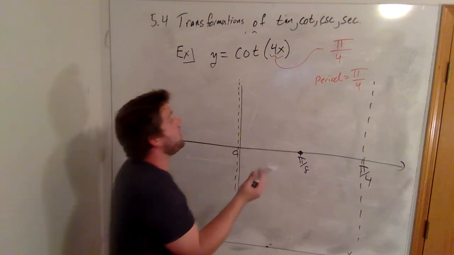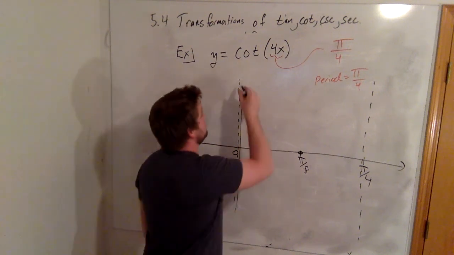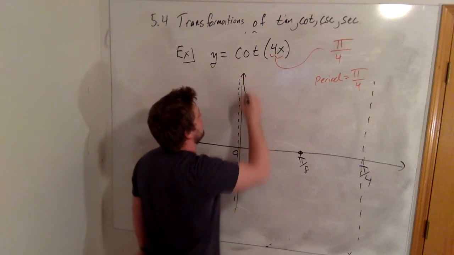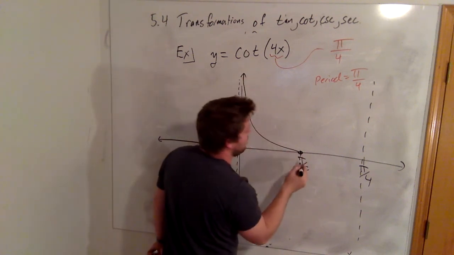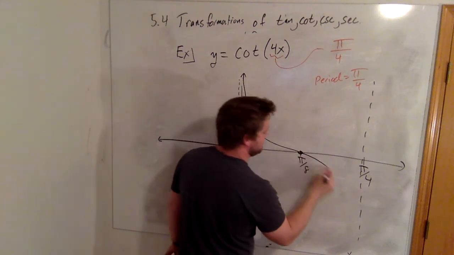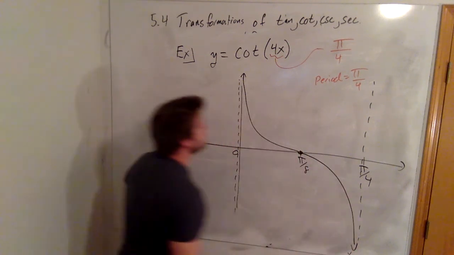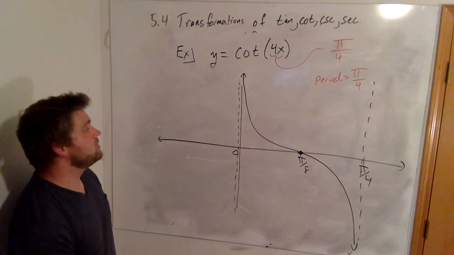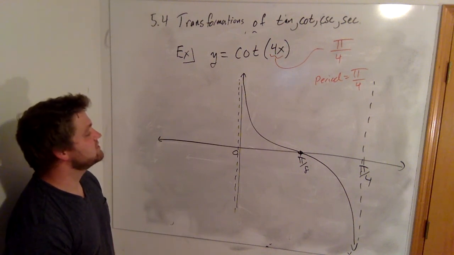So this is kind of like our first quadrant. Well, in the first quadrant, cotangent is positive, so it's going to be positive in here. So it'll be positive, 0, and in the second quadrant, cotangent is negative. So we'll have this here. And here we have it. Here's a graph of one period of cotangent of 4x.